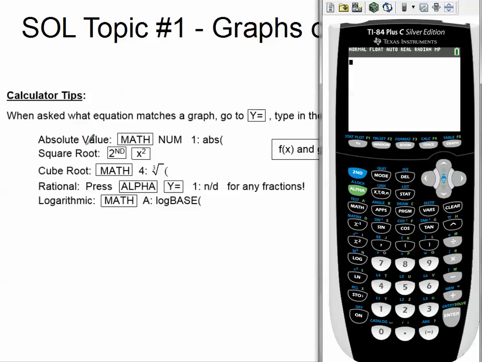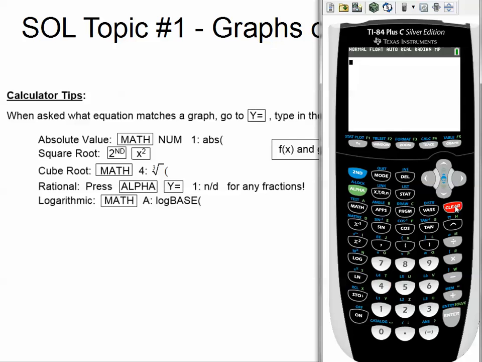If you need absolute value bars, we're going to hit Math, go over to the Number menu, and it's option number 1. So the Math button is right here. We're going to go to the Number menu, and it's option number 1 for absolute value. So there they are. Let's clear that out. If we need a square root, we hit second and then x squared. So here's my second button and the x squared button. And there is my square root symbol. Let's clear that. For a cube root, we're going to go back to the Math menu, and it's option number 4. So we hit the Math button, and option number 4 is our cube root.